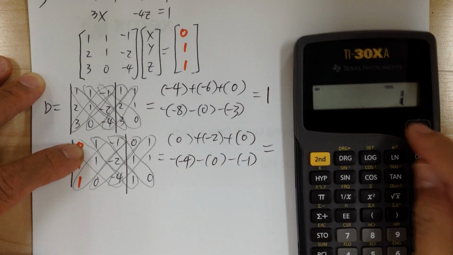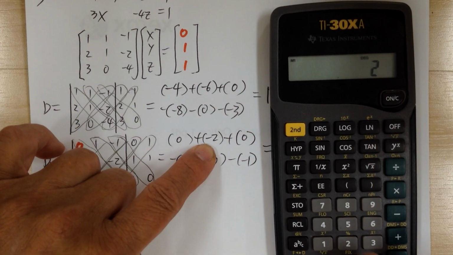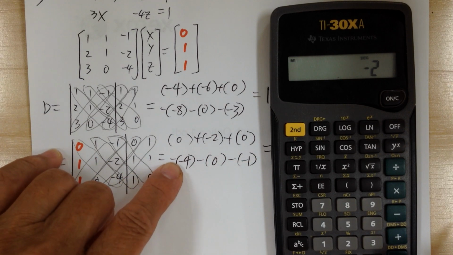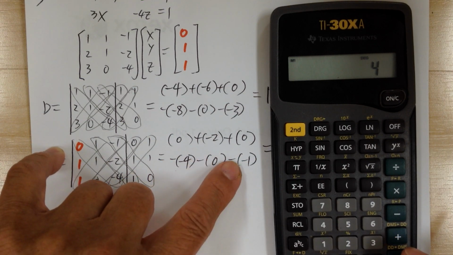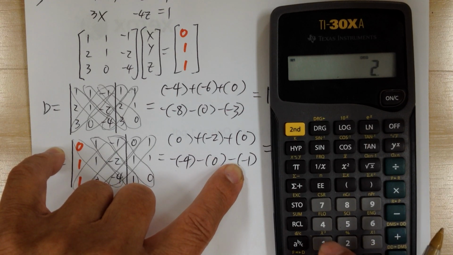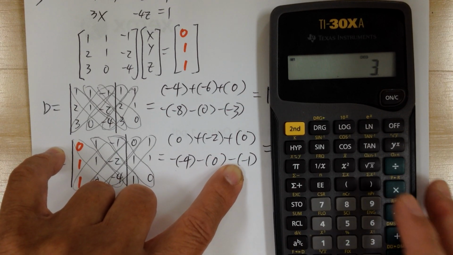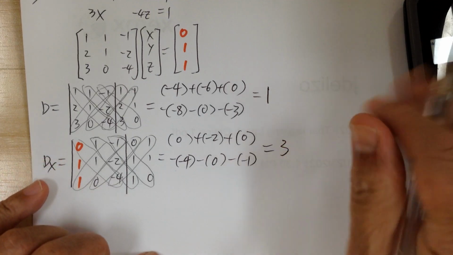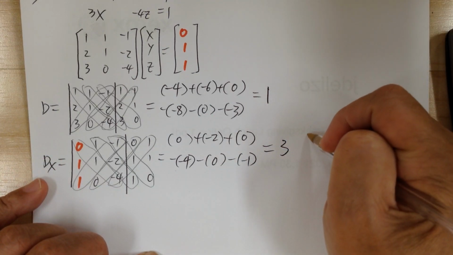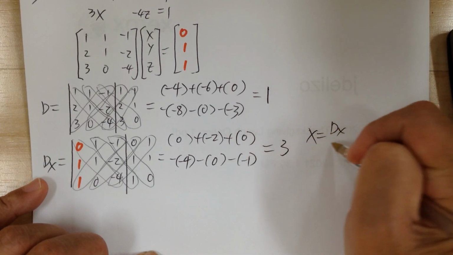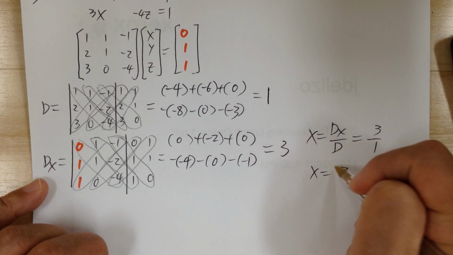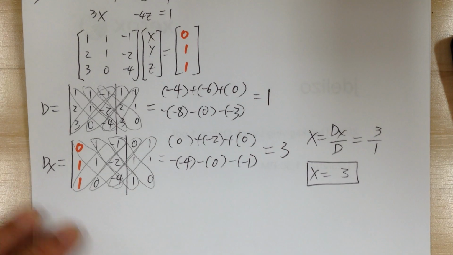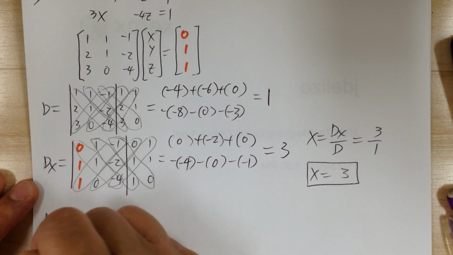Okay, get the calculator. So this is the -2. Minus becomes plus 4. And this 0, so minus becomes plus, so plus 1. Okay, so this equals 3. So x equals dx over d, so equals 3 over 1, so x equals 3. Okay, that's going to do dy.